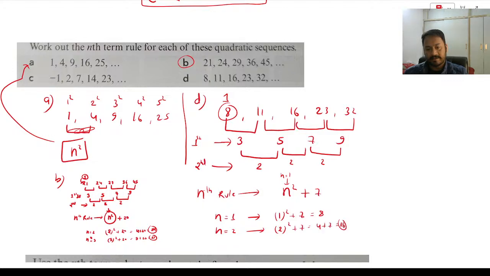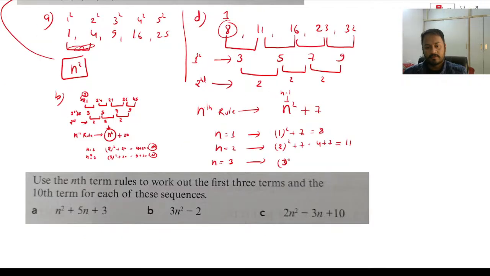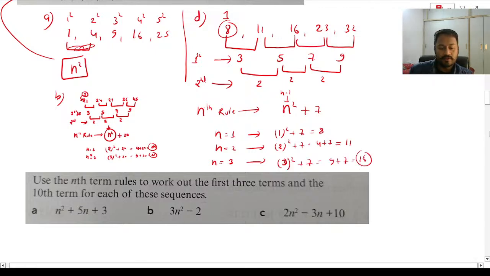Done. Just 1 minute. Now put n equal to 3. So now 3 square, I'm writing it again. So now 3 square plus 7, that is 9 plus 7, and that is equal to 16. Correct, student? So this is very easy to understand. Now very good, Labdi, your answers are correct. N square plus 7 and n square minus 2, absolutely correct.